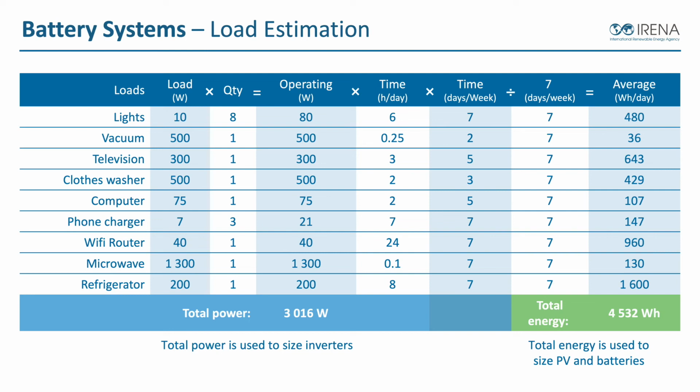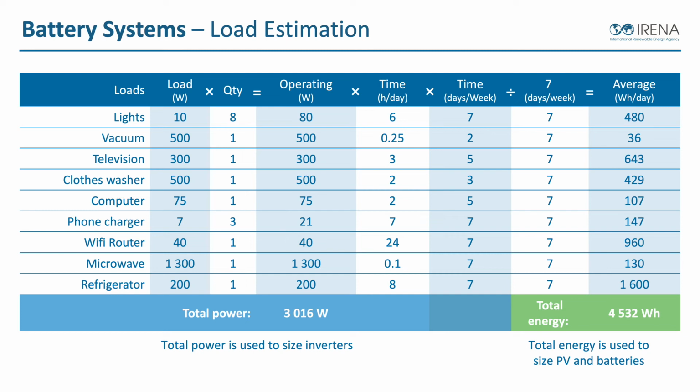So 15 minutes, 2 days out of the week, and that's where we take that 500 times 0.25 times 2 hours divided by 7. And the reason we multiply times the days and then divide by the days of the week is it gives us an average consumption. And so that says over the course of the week, we're going to average 36 watt hours per day for that electrical load. Now, if we go down, we look at the television, 300 watts.